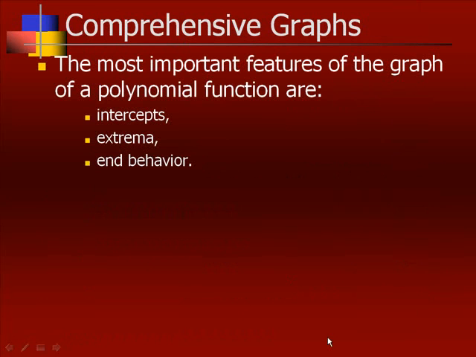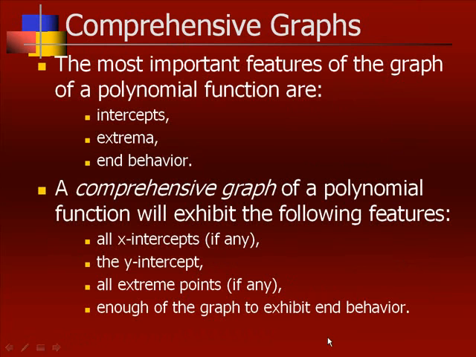Now, comprehensive graphs. Remember, the comprehensive graph means that you want to be able to see all of your intercepts, all of your extrema, and the end behavior. A comprehensive graph of a polynomial function will exhibit all x-intercepts, if there are any, the y-intercept, all extreme points, if there are any, and enough of the graph to exhibit the end behavior.